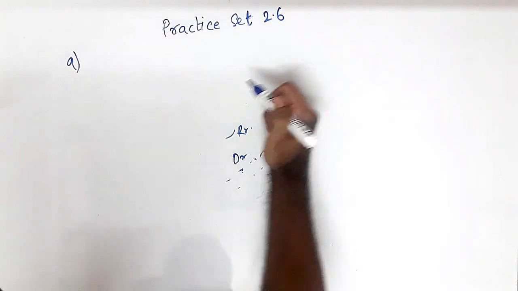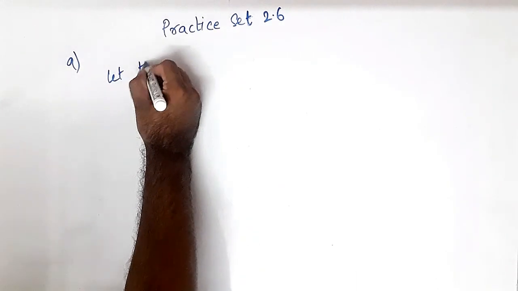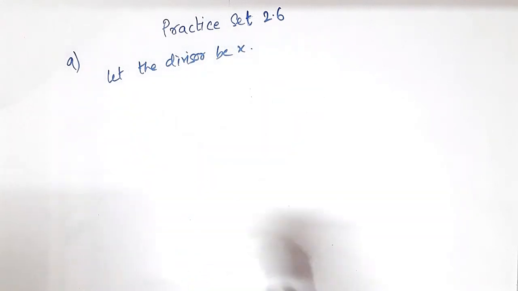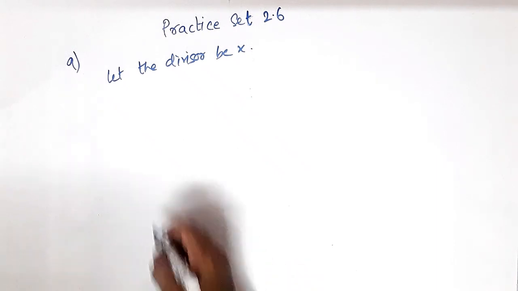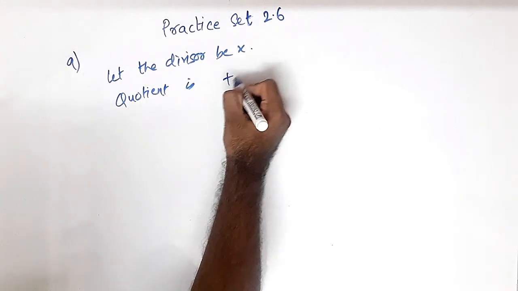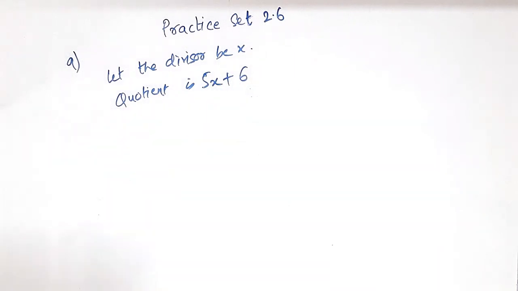Let the divisor be x. Then the quotient, see what is given: quotient is 6 more than 5 times the divisor. It is 5 times the divisor, so it is 5x plus 6. Now we know that remainder is 1.